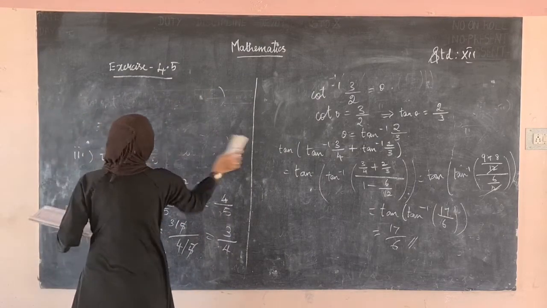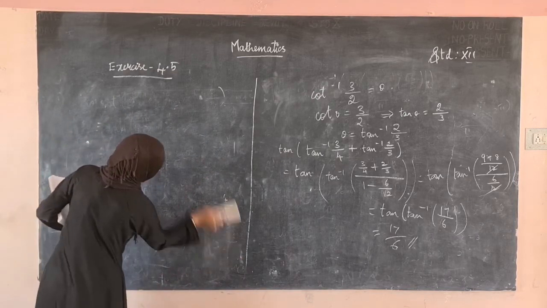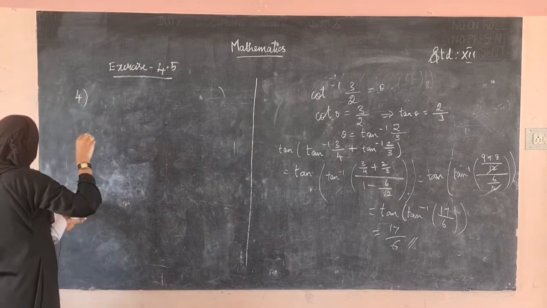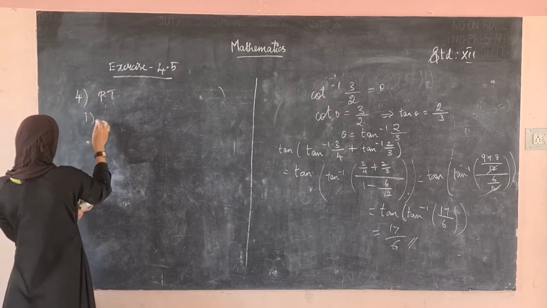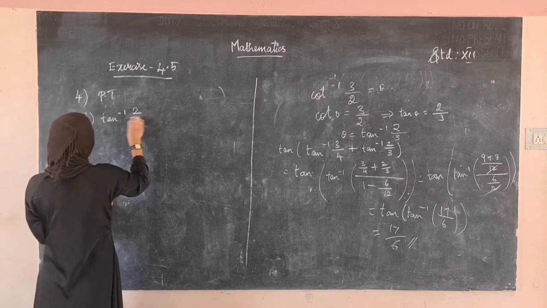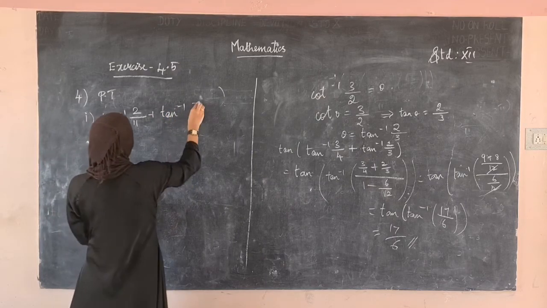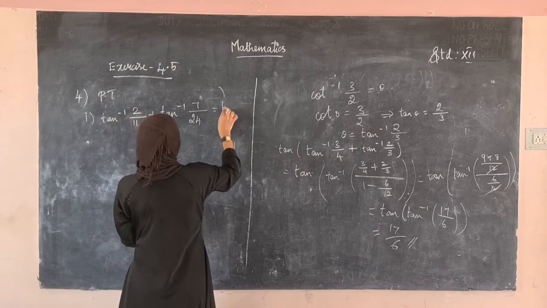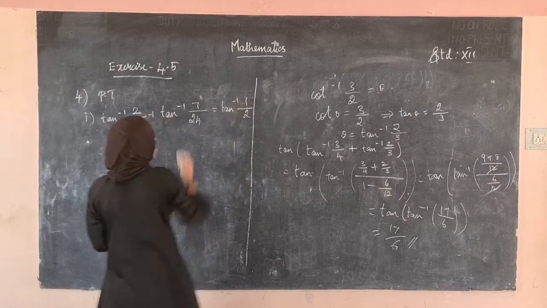Now the fourth sum. Prove that, they have asked us to prove something. Okay, prove that the first subdivision is tan inverse of 2 divided by 11 plus tan inverse of 7 divided by 24 is equal to tan inverse of 1 divided by 2. We have to prove this.